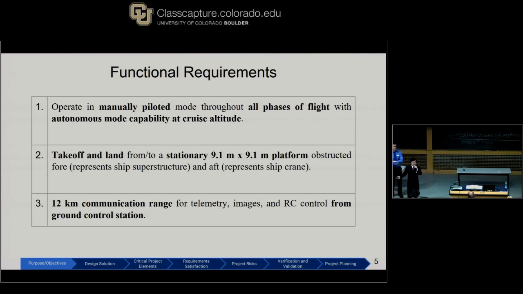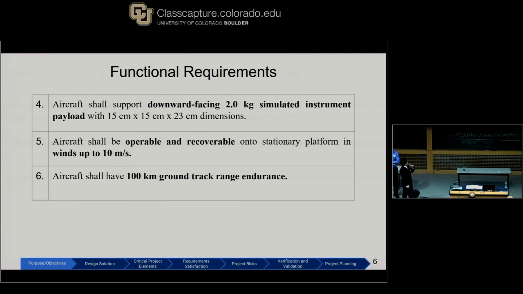These are our functional block requirements. First off, our vehicle must have a manually piloted mode with autonomous mode at cruise. It must be able to take off and land from a 9.1 meter by 9.1 meter platform. It must have a 12-kilometer communication range. It must also support a downward-facing payload and must be operable and recoverable up to 10 meters per second in winds, and must have a 100-kilometer ground track range endurance.